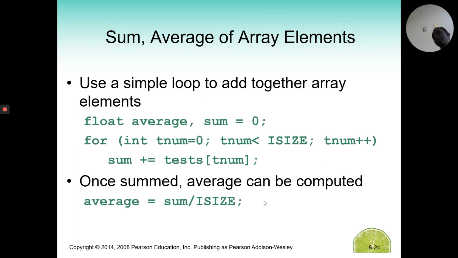Sum and average of array elements. Use a simple loop to add together the array elements. Float average, sum, and we will use an example of this. So we'll say for int tnum equals 0, tnum less than the size, tnum plus plus, then sum, using the augmented operator, so sum plus equal tests at tnum, whatever the numbers are that have been put in. Once summed, the average can be computed also. You can compute the average as sum divided by the size.